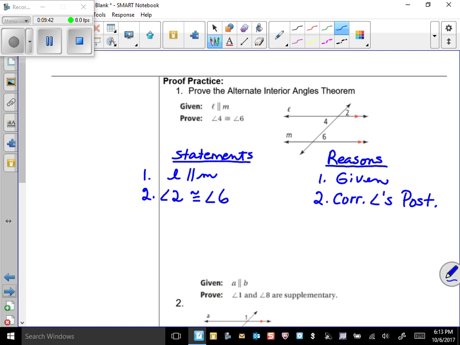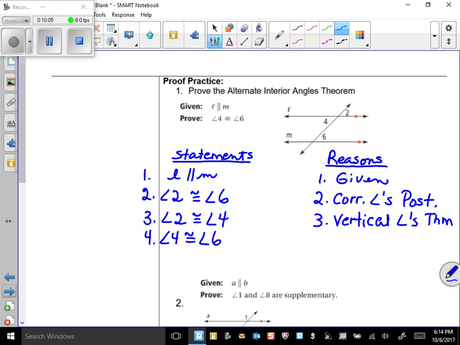Okay, what else do I know? Let's look at my figure. Oh, I know that angle 2 is congruent to angle 4, right? Why do I know that? They're vertical angles, and the vertical angles theorem tells me that. Vertical angles are congruent. Now, I know that angle 4 is congruent to angle 6 because of the transitive property, right? Transitive property of congruence. And, oh, that was it. That's what I was trying to prove right there. So there it is, end of the line, 4 steps.